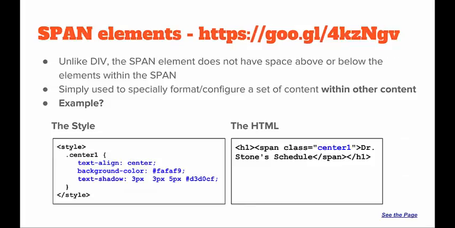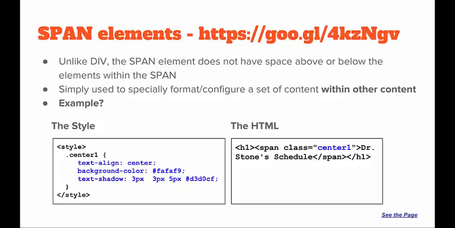Contrasted with that is a span element. Unlike a div, the span element does not have space above or below the elements within the span. This is more of a tool for doing things inline or in the midst of other elements rather than treating elements as a block. It's simply used to specially format or configure a set of content within other content. Now we see an example of that here.